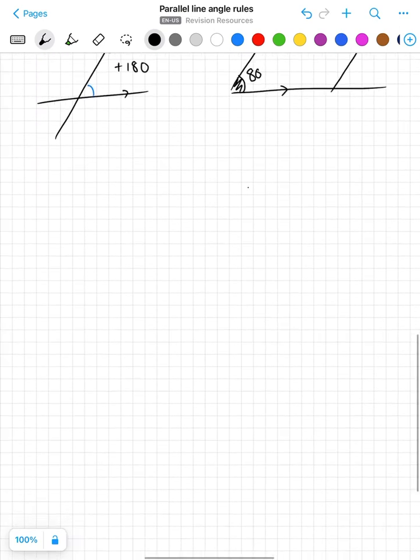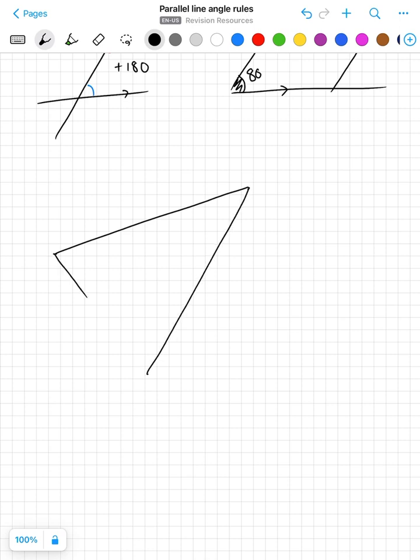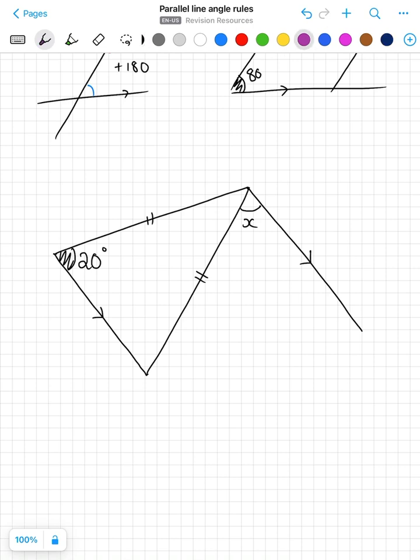Sometimes it can be difficult to see the rules, especially when there's lots of different shapes put together. Okay, so let's look at what we have here.